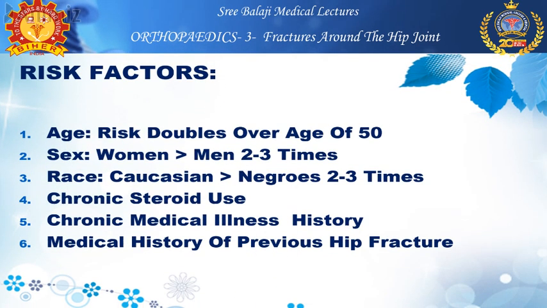What are the risk factors? Age, the risk doubles over the age of about 50 years. Sex, women are prone to have fractures more than men, that is 2 to 3 times. Race, Caucasians have 2 to 3 times more, and also use of chronic steroids, chronic medical illnesses, and a medical history of previous hip fractures.